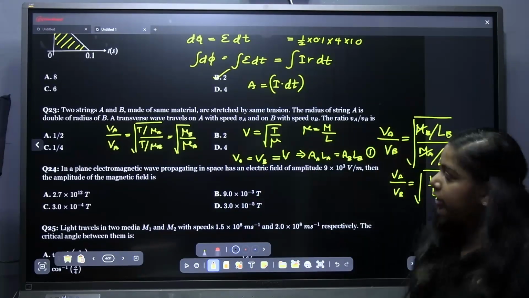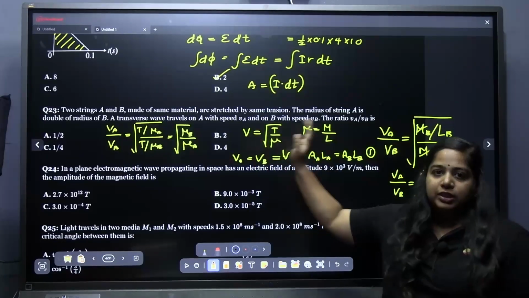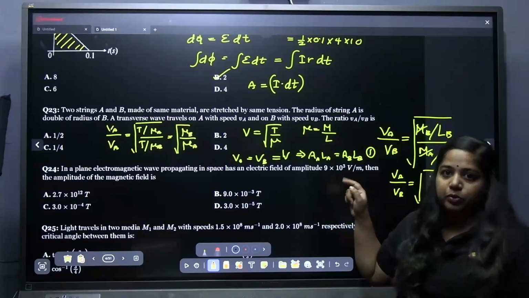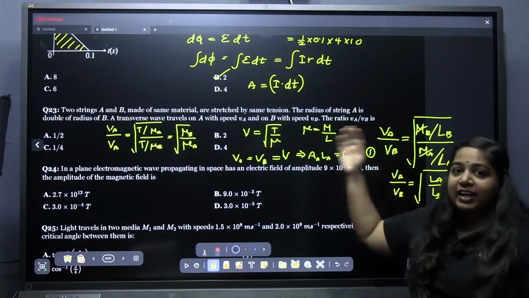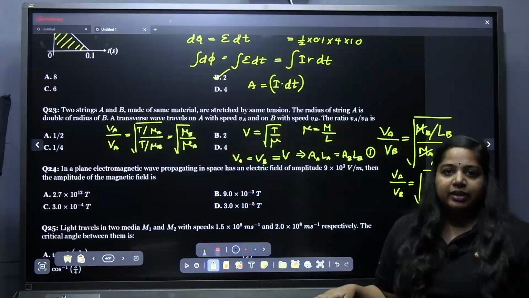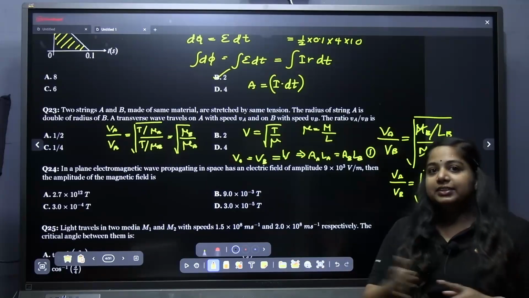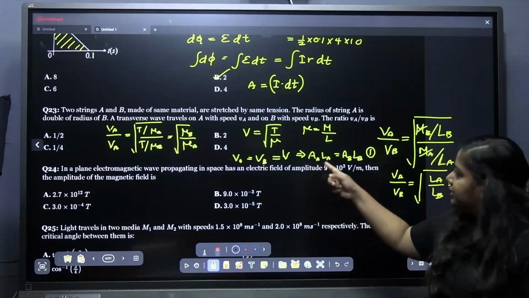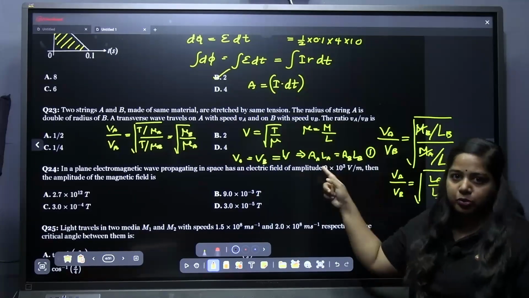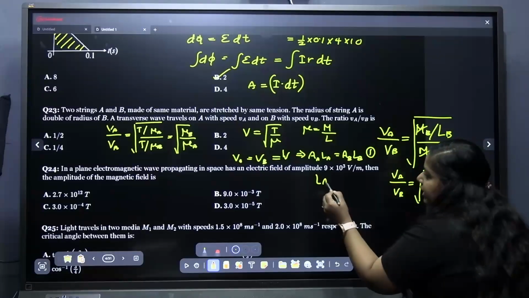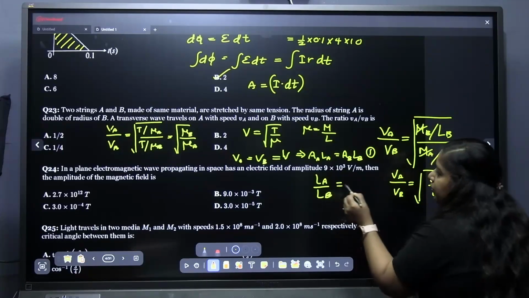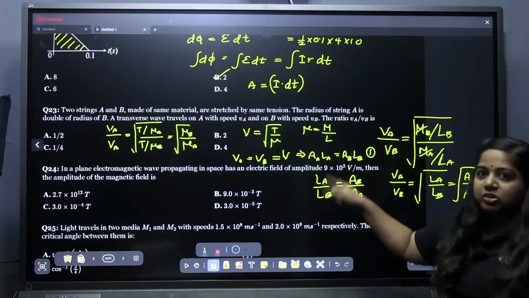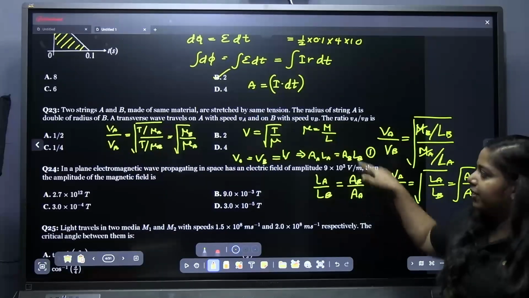Not understood? Equation for velocity is root T by mu. Mu is m by L, mass per unit length. Now, about length or mass nothing is said, so we assume that mass is same for both. If mass is same, volume should be same. So volume same means area into length should be same for both. From this, we will get LA by LB equal to AB by AA. Ratio of length equal to ratio of area, like that we will get.